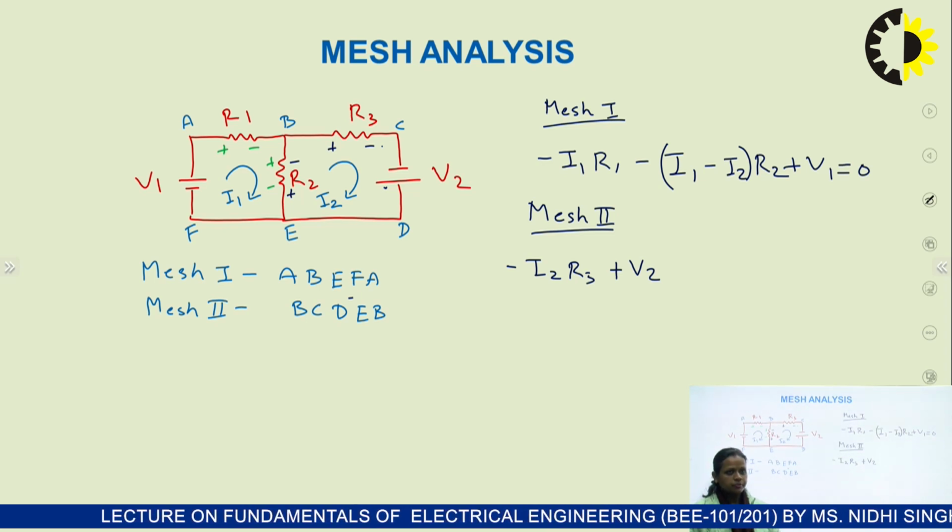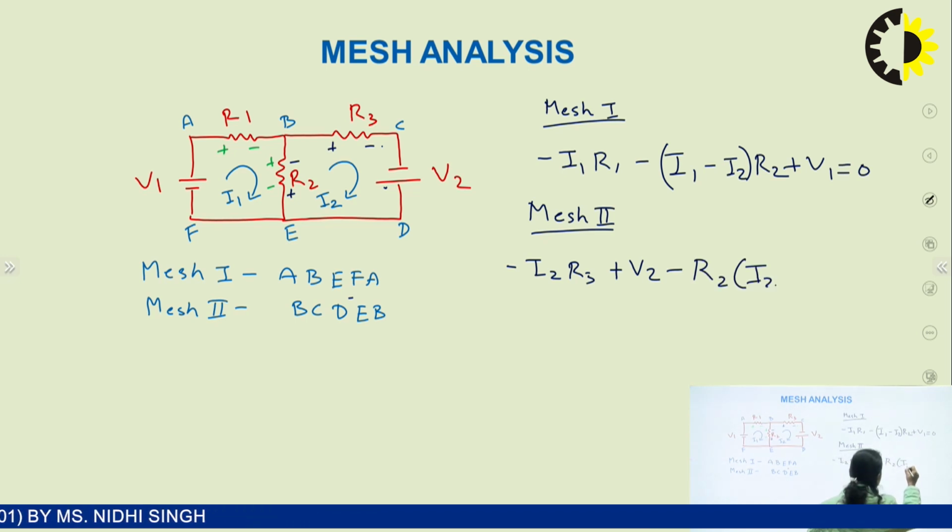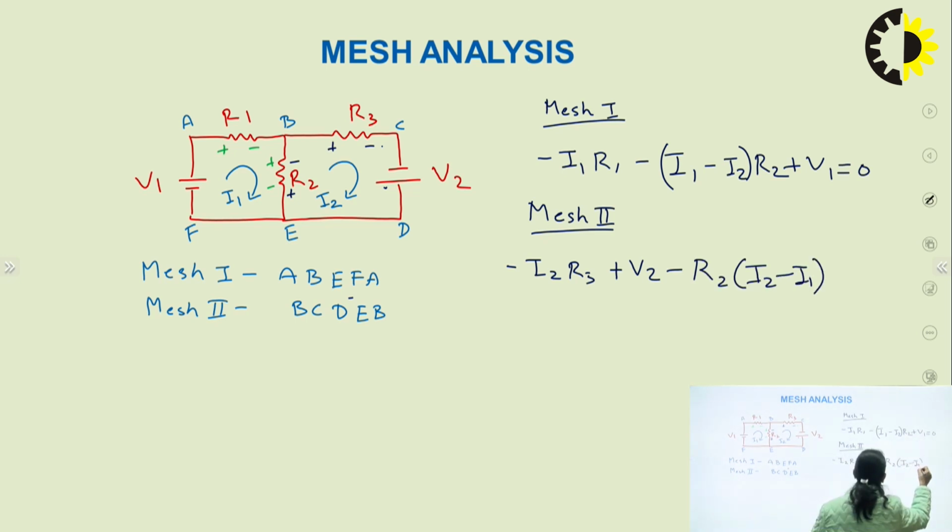in opposite directions. And as I am now writing the equation for loop 2, I will write I2 minus I1. So here I write minus, the resistance is R2, now the current is I2 minus I1, and this is equal to 0. According to KVL, this will be equal to 0.